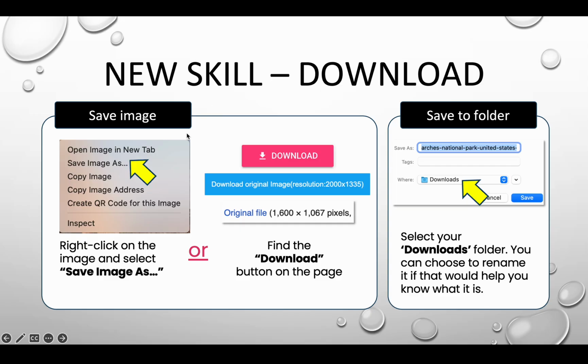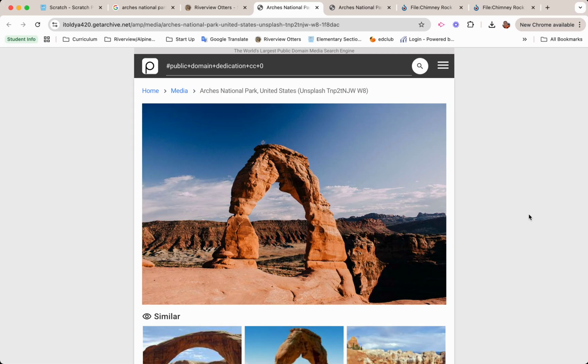When we're going to download a photo from the internet, we right-click on it, and then we select Save Image As. Or you can find the download button on the page and do it that way. You can rename it if you would like, but the important thing is knowing where you save it on your computer. From the drop-down menu, we're going to click Downloads and then click Save. So I'm going to do that.